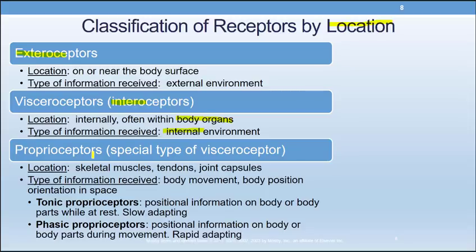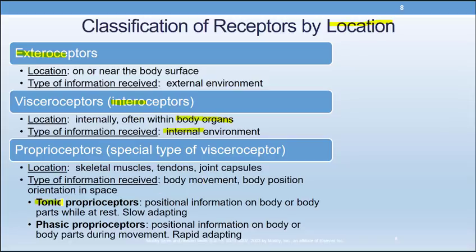And proprioceptors. This is a special type of visceroceptor, and it's limited to skeletal muscles, tendons, and joint capsules. And it gives you, as already mentioned on the previous slide, this sense of body movement and orientation. And remember, it's the muscle spindles and the Golgi tendon organs that are involved here.